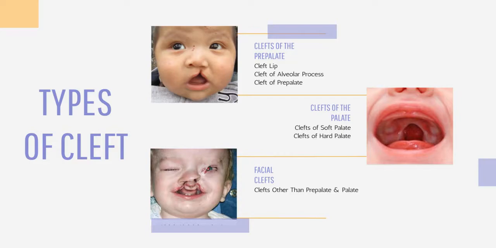The bottom image refers to facial clefts, and this is clefts that fall under any other bracket aside from prepalate and palatal. So in this image, you can see that the child does have cleft lip. I believe in the description of this image that they also had a palatal cleft, but then if you look up by the child's eye, you'll see another type of clefting occurring.